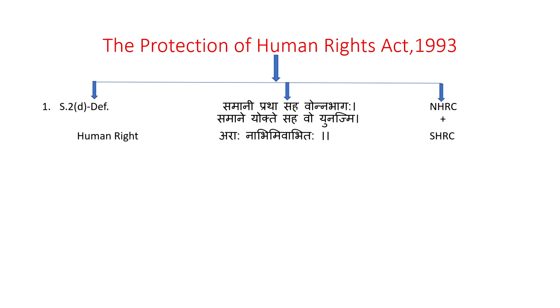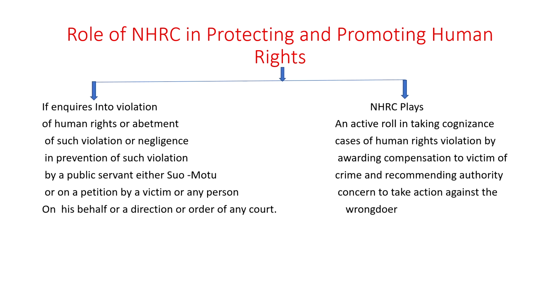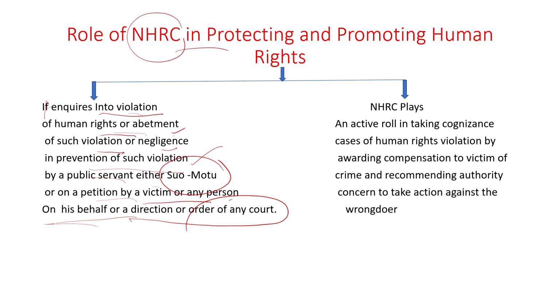So, let us understand the Protection of Human Rights Act 1993 and the role of NHRC. I want to refer to the role of NHRC in this slide. What is the role of the National Human Rights Commission? I have highlighted it in this slide. It inquires into violation of human rights or abetment of such violation, or negligence in prevention of such violation by a public servant, where the authority has failed. Either suo motu NHRC can take action, or on a petition by the victim or any person on his behalf, or on a direction or order of any court. Where a court has issued direction to the NHRC, then NHRC will come forward.